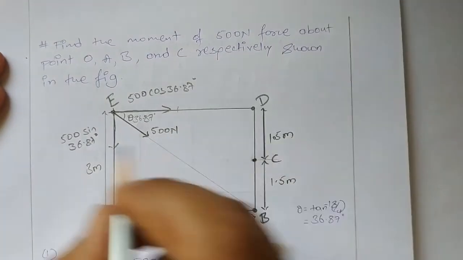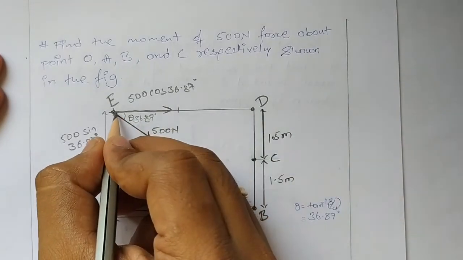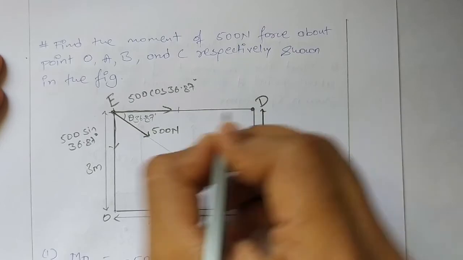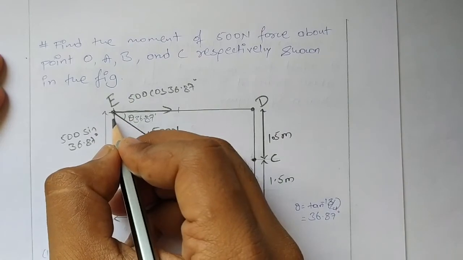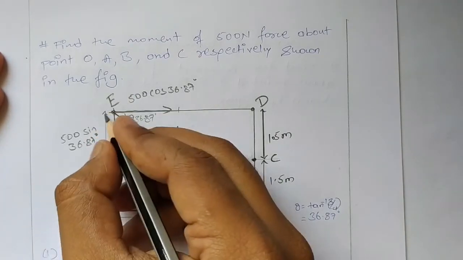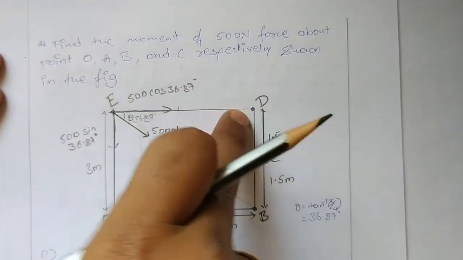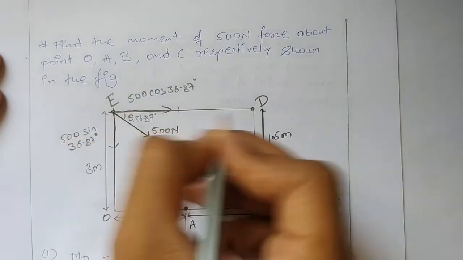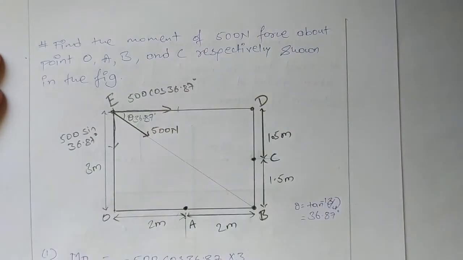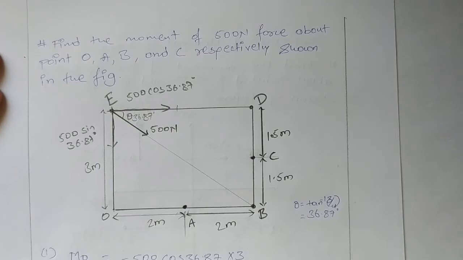Then about point D we will see. About point D, this horizontal force is creating zero moment because it is intersecting, it doesn't have any perpendicular distance from this line of action of force. So only one force is considered here, that is 500 sin 36.87 into this perpendicular distance, which is 4. It is creating an anti-clockwise moment, that is why it is positive. So 500 sin 36.87 into 4 meters is the moment about D. So this is about the moment of force, and in the next lecture we will see the resultant of force.